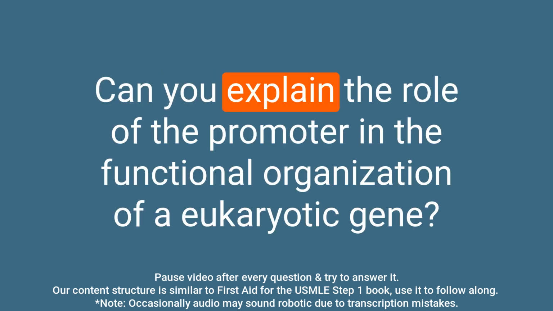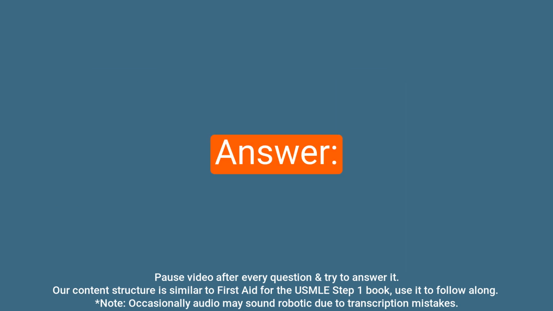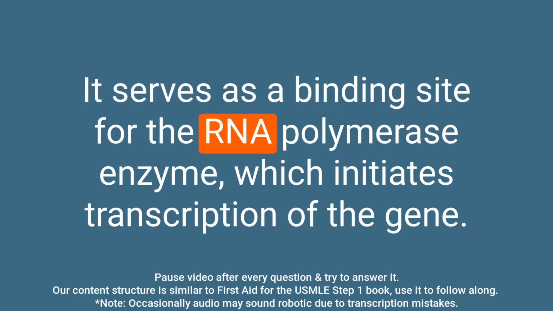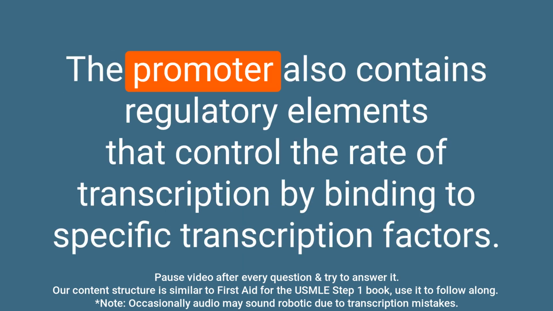Question: Can you explain the role of the promoter in the functional organization of a eukaryotic gene? Answer: The promoter is a DNA sequence located upstream of the coding region of a gene. It serves as a binding site for the RNA polymerase enzyme, which initiates transcription of the gene. The promoter also contains regulatory elements that control the rate of transcription by binding to specific transcription factors.